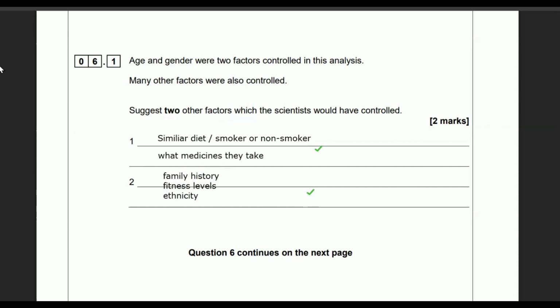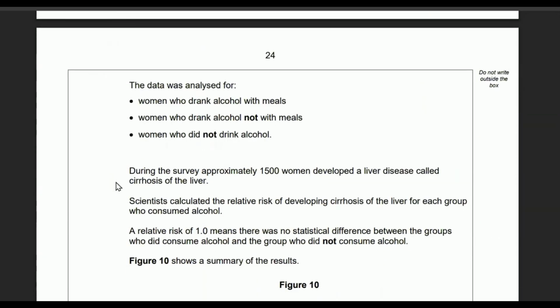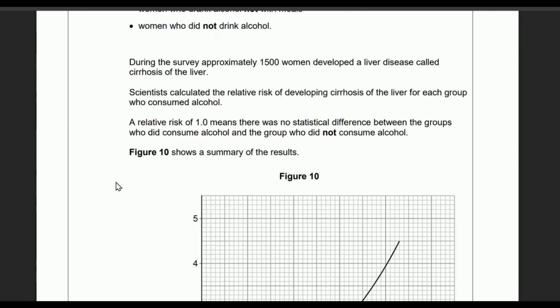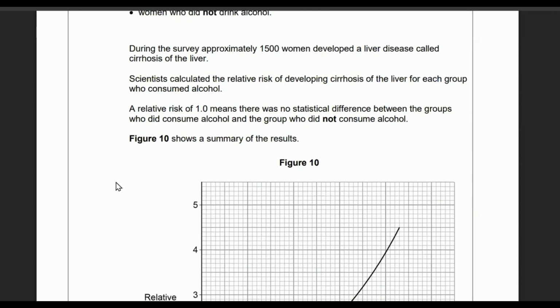Okay, so yeah, let's move on. Data was analyzed for women who drank alcohol with meals, and then they analyzed women who drank alcohol not with meals, and women who did not drink alcohol at all. During the survey, approximately 1,500 women developed a liver disease called cirrhosis of the liver. Scientists calculated the relative risk of developing cirrhosis of the liver for each group who consumed alcohol. A relative risk of one means there was no statistical difference between the group who had the alcohol and the ones who didn't drink any alcohol.